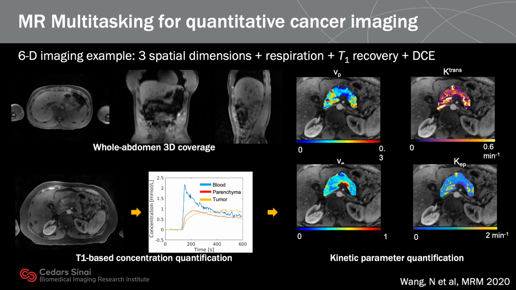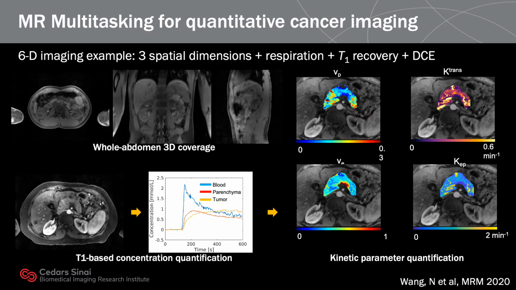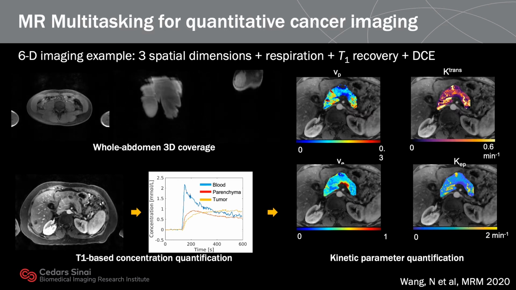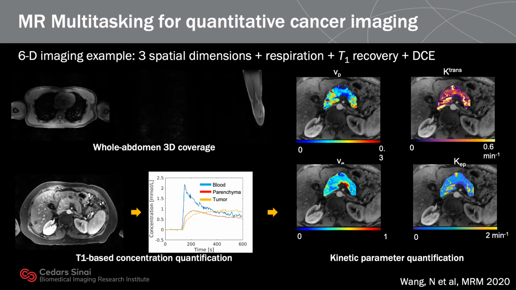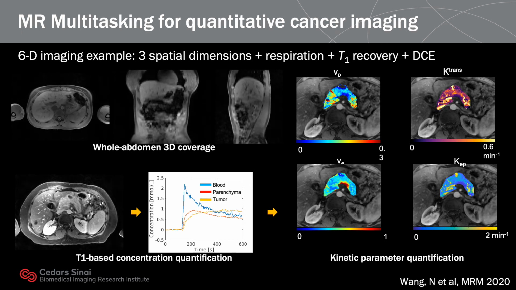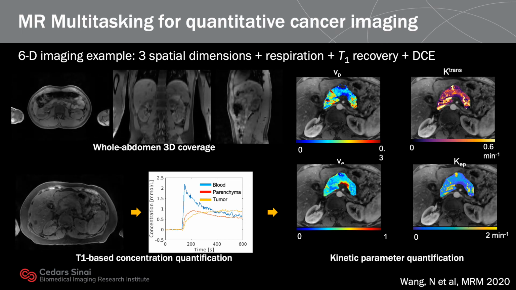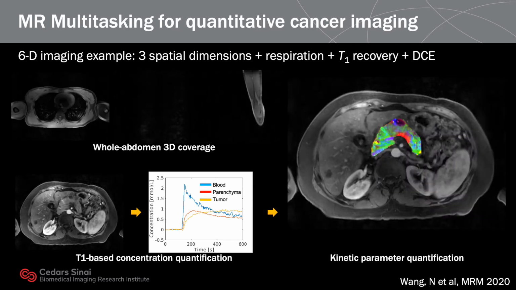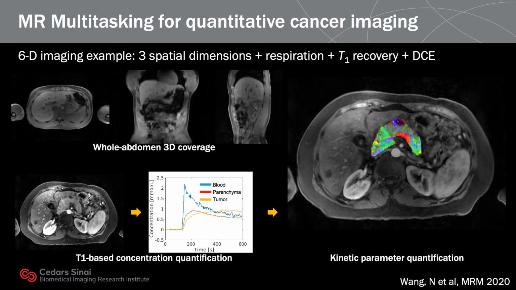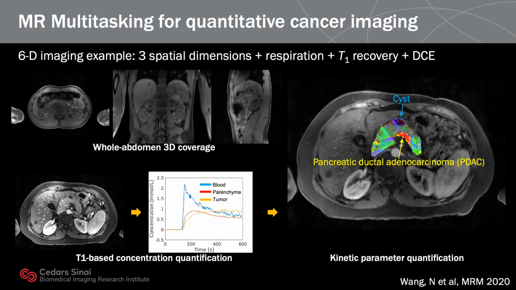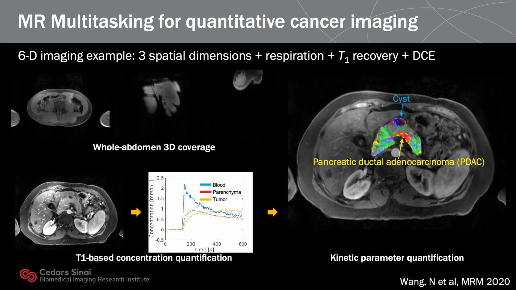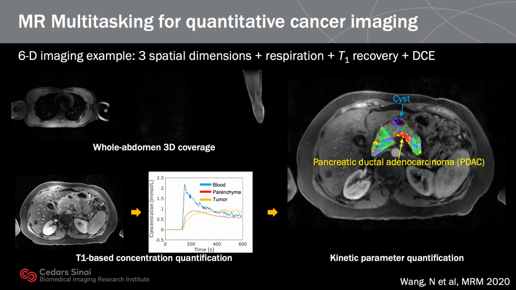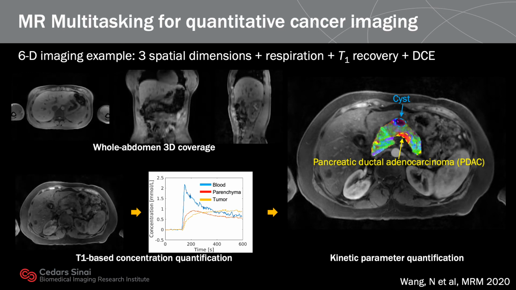T1 mapping is used to directly quantify gadolinium concentration, which can then be used to quantify kinetic parameters. Combining several maps into one produces an all-in-one quantitative map revealing the parenchyma in green, tumor in red, and benign cyst in purple.